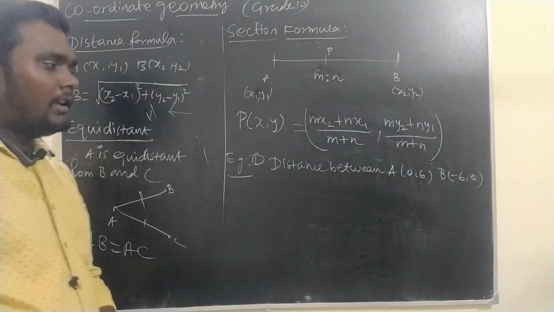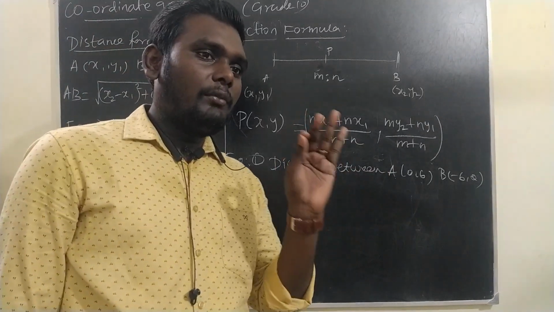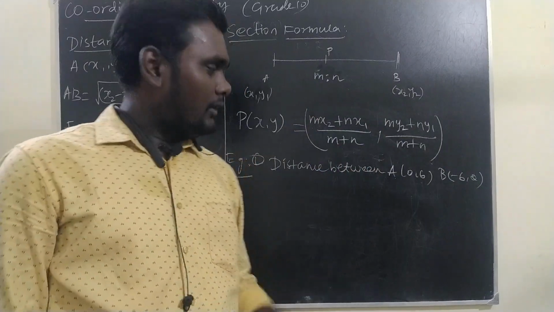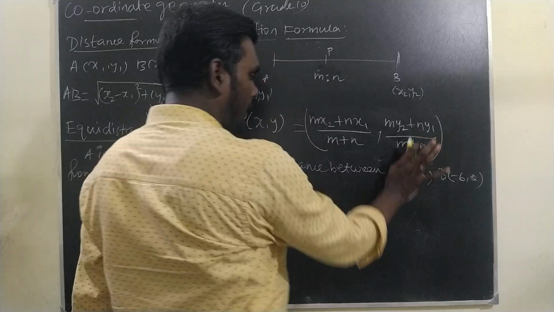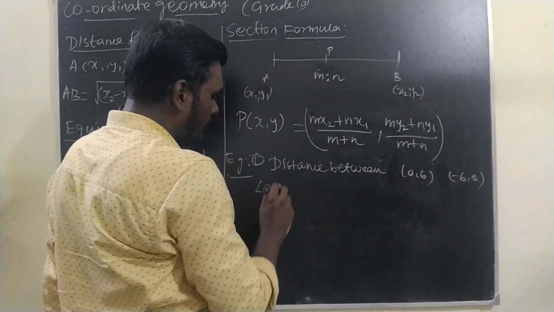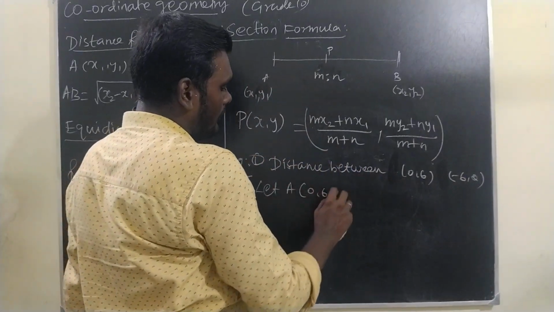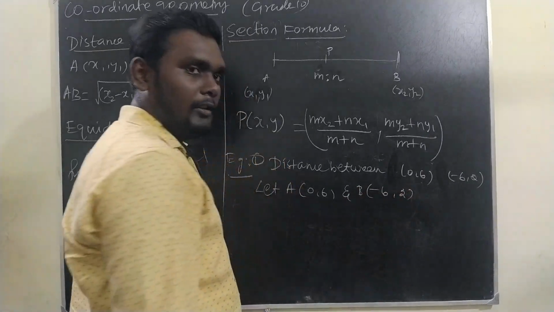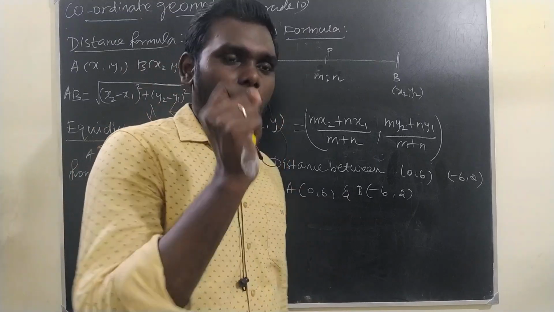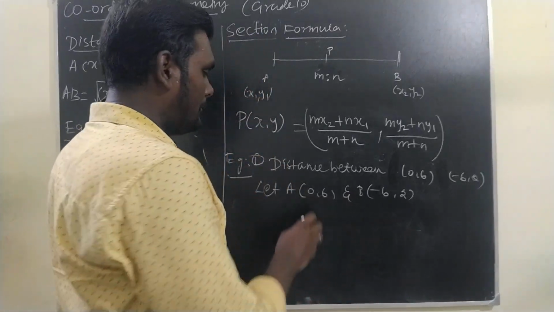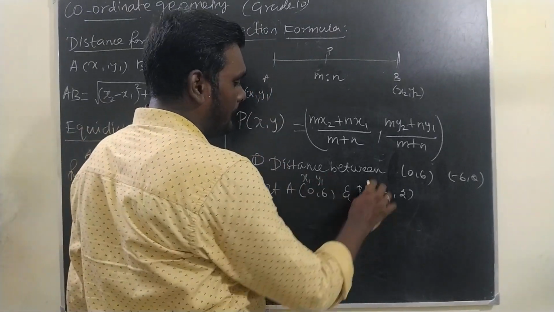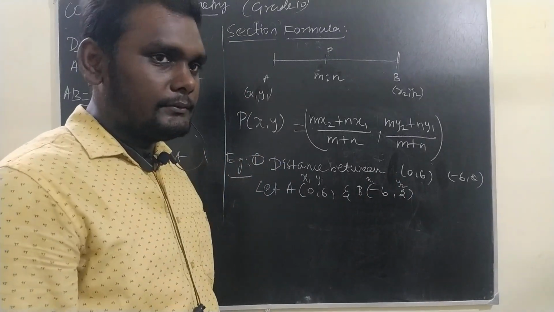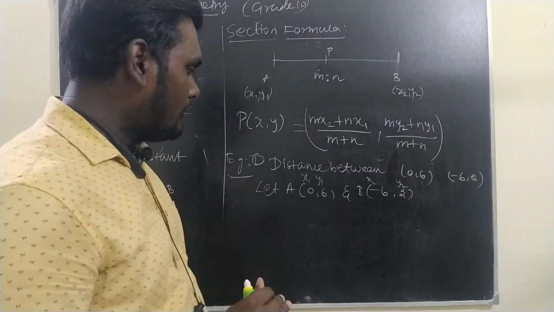Whenever a point is given, you have to name the point. Suppose the name itself is given. If the name is not given, you have to write it. So we have to write, let A be the point 0, 6 and B be the point minus 6, 2. Now after writing this, take your pencil and mark this is x1, y1, x2, y2. This has to be done quick, but I am telling in slow manner.